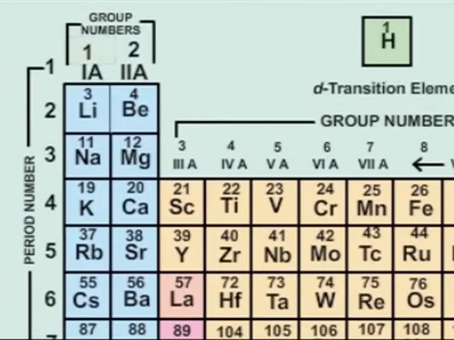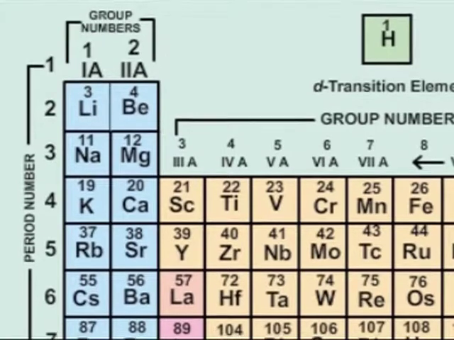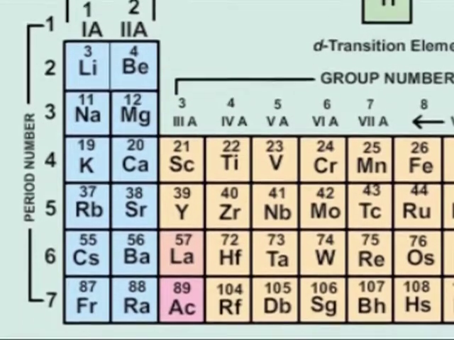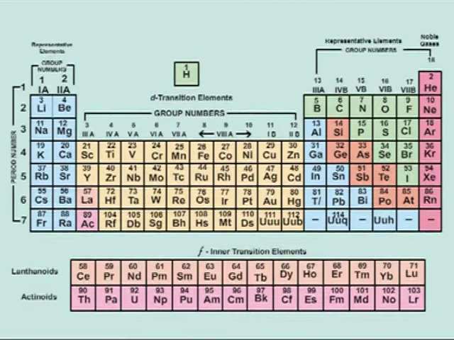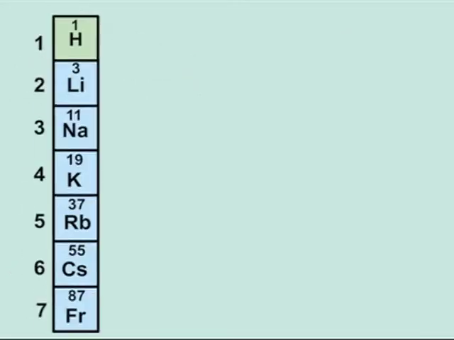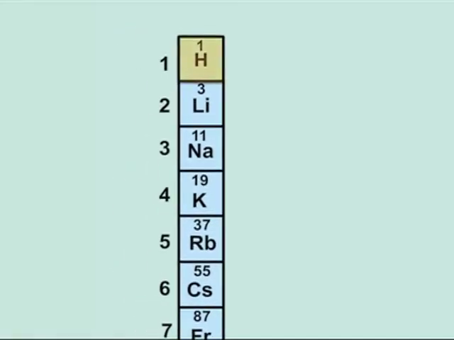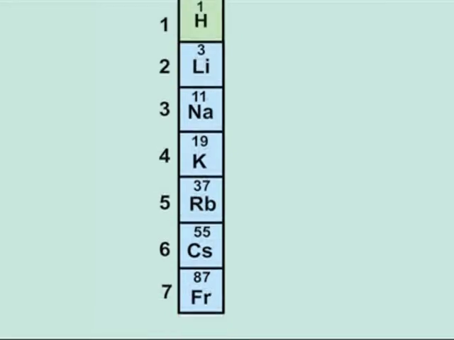Group 1 of the periodic table comprises 6 elements: lithium, sodium, potassium, rubidium, cesium, and francium, besides hydrogen, which is not a member of the alkali metal family. It has been included in group 1 because of its similarity with the electronic configuration of these elements.